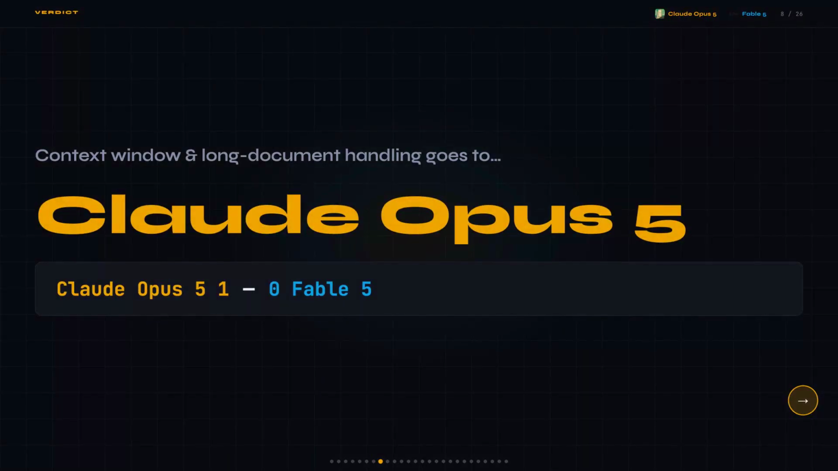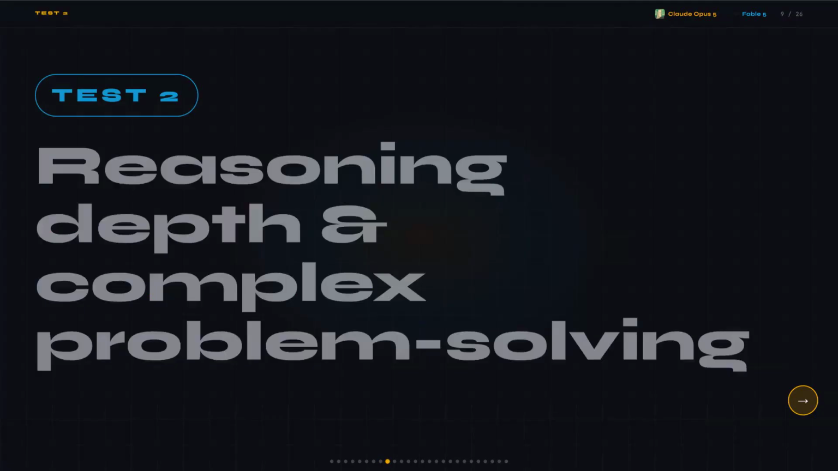I was expecting a tie since the specs look the same, but the real world recall data breaks Fable 5 well before the 1 million limit. So Opus 5 takes this one because it handles the full window without degradation. And that puts the score at Opus 5 1, Fable 5 0.